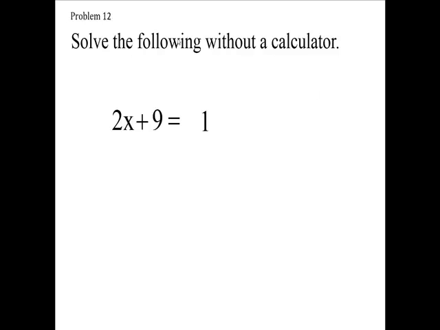Solve the following equation, 2x plus 9 equals 1, without a calculator. Solve means tell me what x equals. So we want to get x all by itself. So what number do we want to get rid of here, the 2, the 9, or the 1? Well, we ask ourselves, what number is next to x?